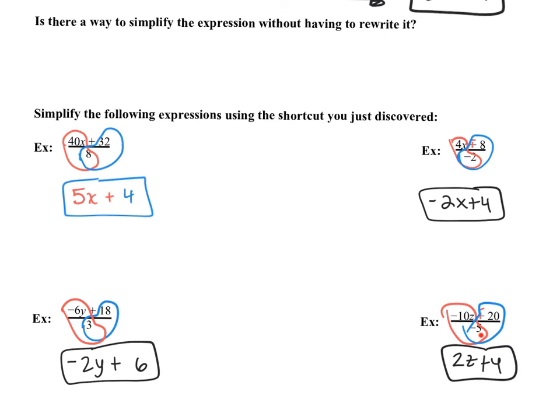And then -10 divided by -5 is 2z. And again, I did keep change opposite. So this plus is this plus, and then -20 divided by -5 is +4.